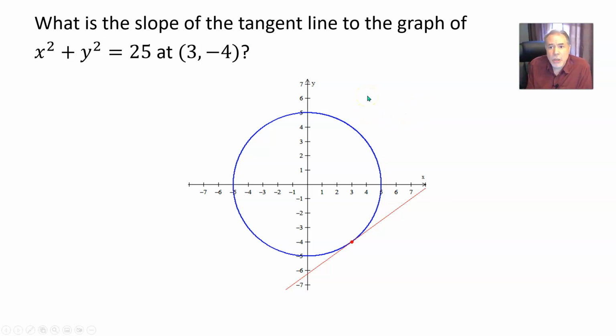But we still want to find the slope of the tangent line, which means we still want to find dy/dx, the derivative of y with respect to x, at that particular point. So one thing we could do is take this equation and solve it for y, get it into that form.